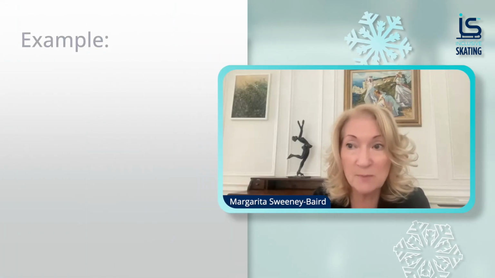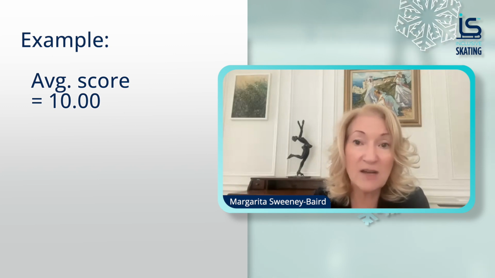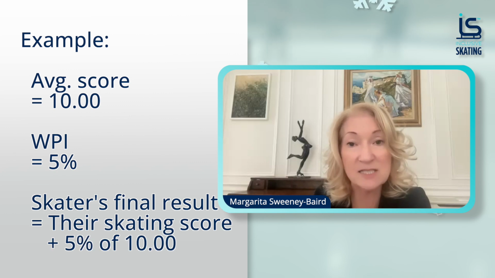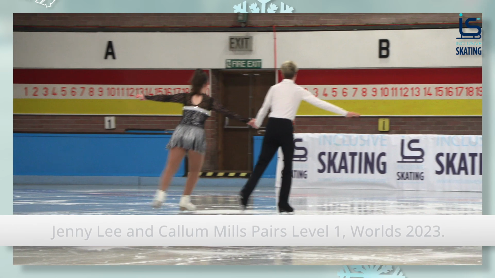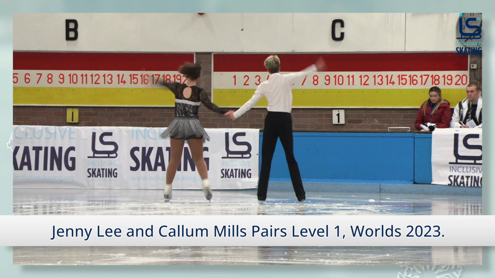So, for example, if the average score for a particular performance was 10.00 and someone had 5% whole person impairment, they would get 5% of 10 added onto their skating score, and that would be known in advance. The important thing about that is that we're always taking the skater up to the average, but we're not giving them the benefit of a good skate or a bad skate.